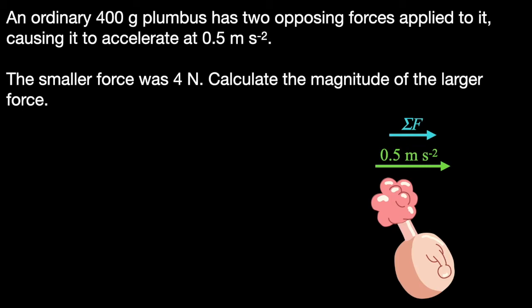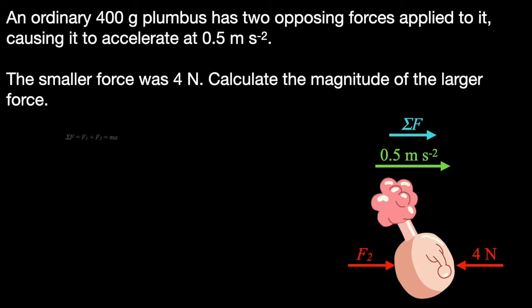Now, here's where it's tricky. We have a smaller force of 4 newtons, and it has an opposing force, as it says in the start, which must be larger because the net force is positive. The net force is positive, which gives us a positive acceleration. So I'm going to say that the unknown force is larger, and it is going in the positive direction, and the smaller force is going in the negative direction.